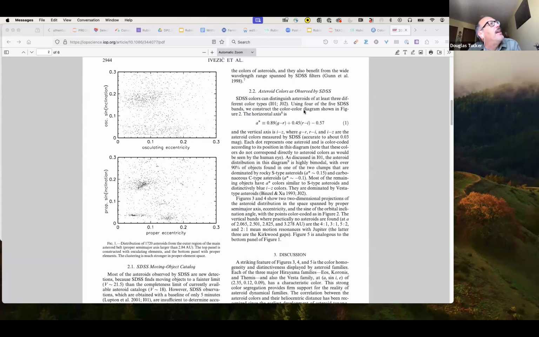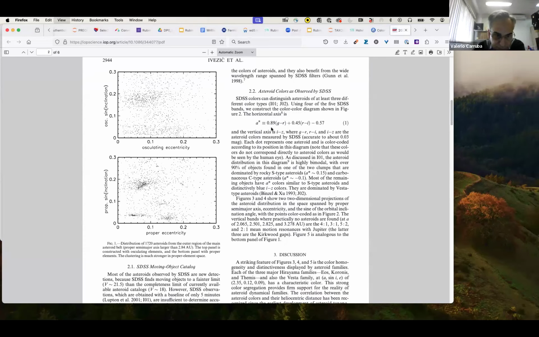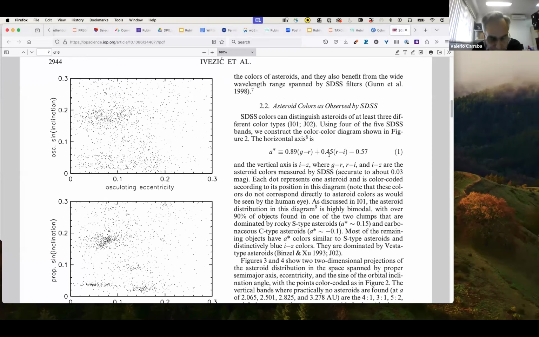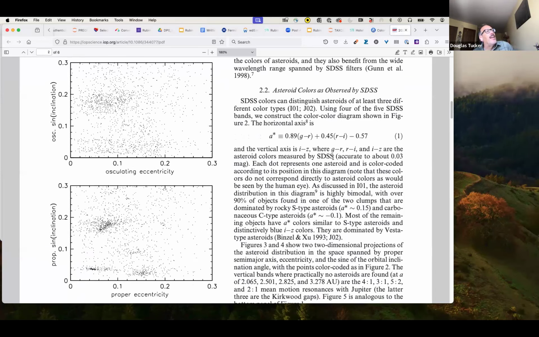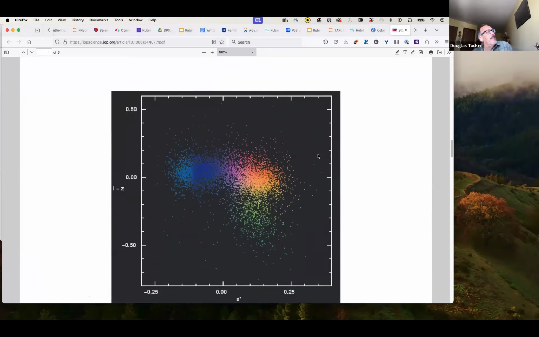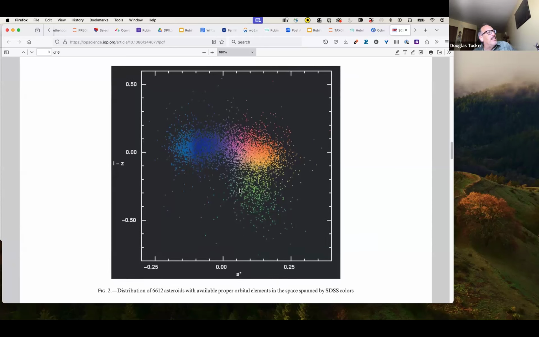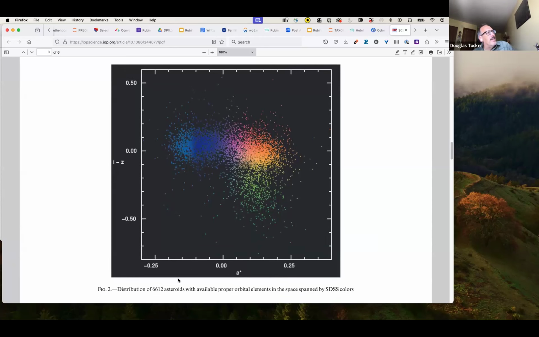And they defined a color called a*, which I guess is basically a principal axis color of some sort for asteroids. I don't quite remember exactly how they came up with that, but when they plot things, they could plot i minus z versus a*, and the colors of different families kind of came out like this.